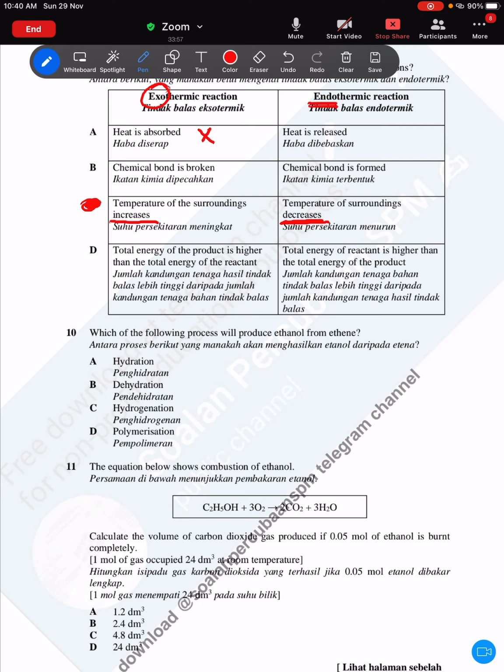Let's look at the option: the chemical bond is broken. Is it correct? It should be formed. And over here should be broken.